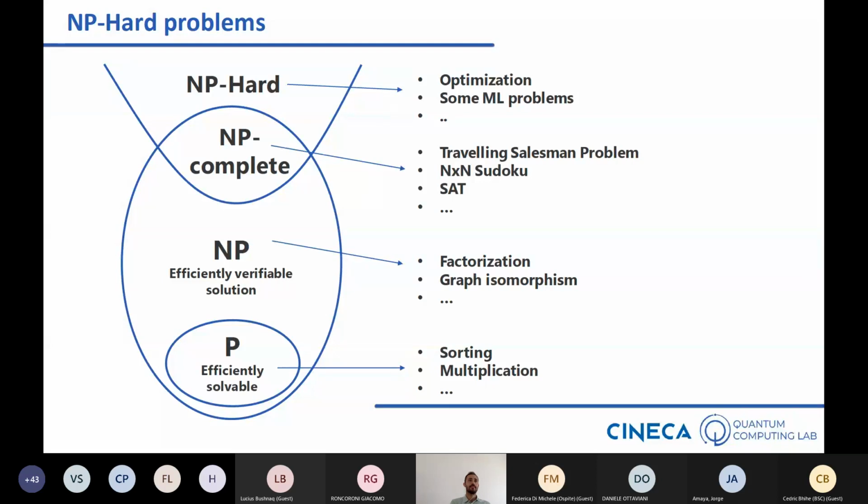Finally, what we're going to see today is NP-hard problems. NP-hard problems are at least as hard as the NP-complete problems, and a lot of real-world applications belong to the NP-hard class. You can find a lot of optimization problems on graphs and on scheduling, but also subroutines of many machine learning problems belong to this class. That's what we're going to see today. So let's try to formulate in QUBO terms some machine learning tasks that are NP-hard.